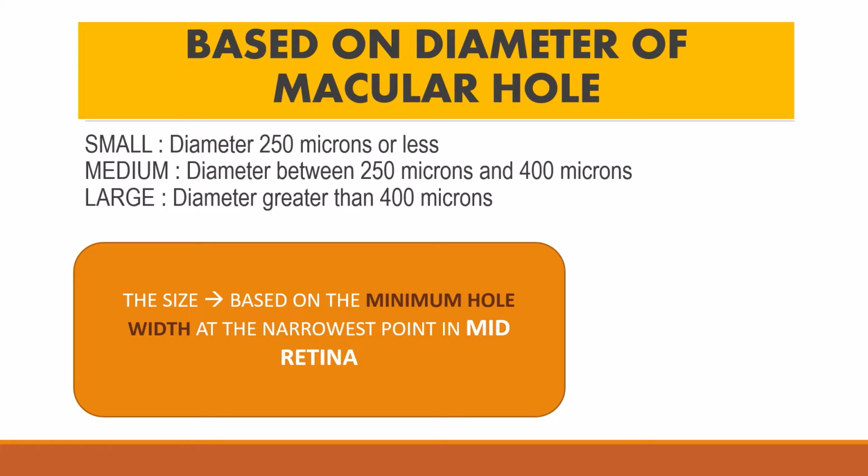So, small macular holes are those in which the diameter is less than 250 microns. Medium are those in which the diameter is 250 microns to 400 microns, and the larger one is greater than 400 microns. Now, at this point, let me make it very clear to you that this classification of small, medium, and large is given by the IVTS, that is the International Vitreomacular Traction Study, which has classified macular holes into small, medium, and large. So these values have been given by the IVTS.